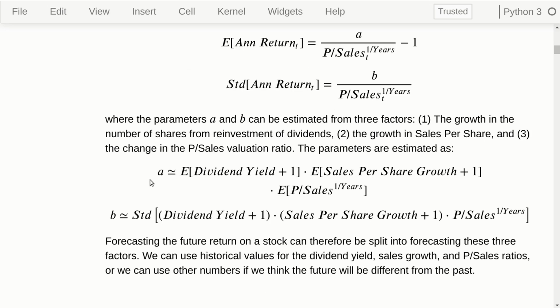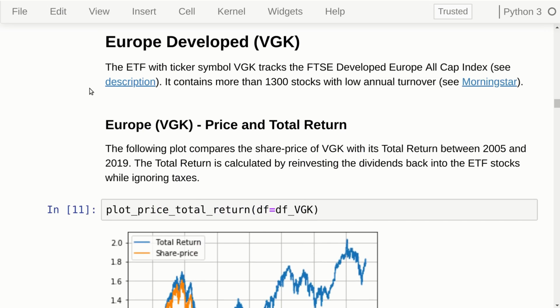The previous video about the theory of these formulas and how they are derived showed that the number a can be estimated from the mean dividend yield, the mean sales per share growth, and the mean price-to-sales ratio. And similarly, the number b can be estimated from the standard deviation of the dividend yield, sales per share growth, and the price-to-sales ratio. Okay, so let's try and use this forecasting model.